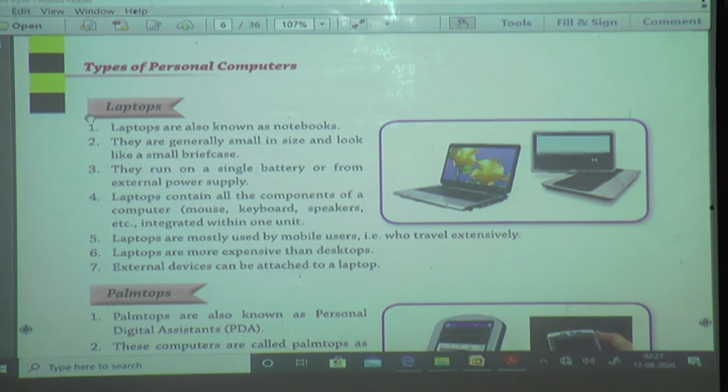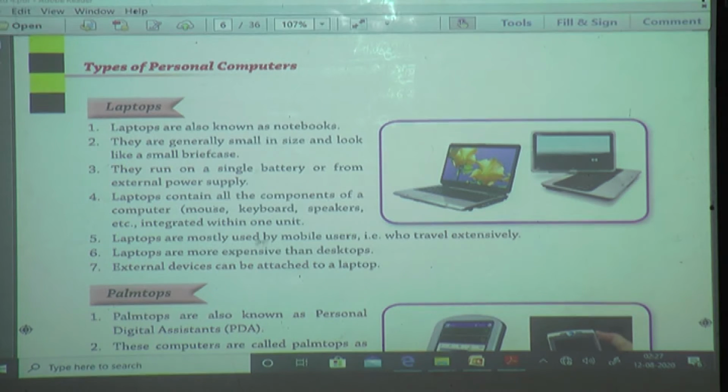Can the same thing happen in a desktop computer? No, we can't store backup in a desktop computer. A laptop contains all the components of a computer. Which components does a laptop contain? Mouse, keyboard, speaker, etc., integrated into one unit. It has the mouse, keyboard, and speaker inside the laptop only.